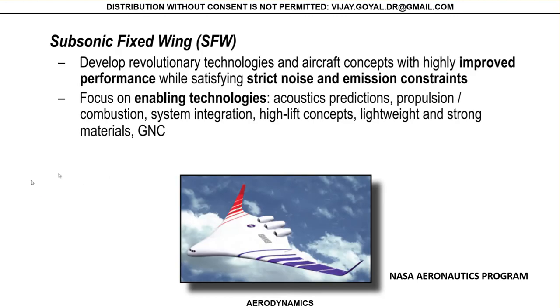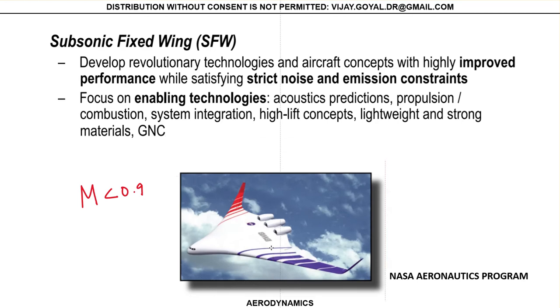Another project they have is subsonic fixed wings. With subsonic, you're talking about typically Mach less than 0.9. That's considered subsonic. Your transport aircraft fly at Mach 0.8, 0.75, in many cases 0.85. So this technology is also there. And what we want to do here is have fixed wings and make sure this is optimum as well.